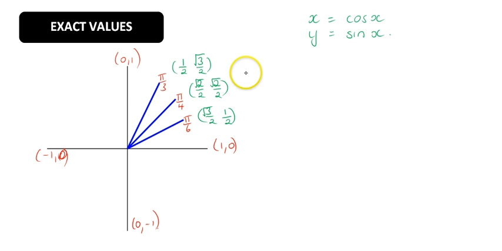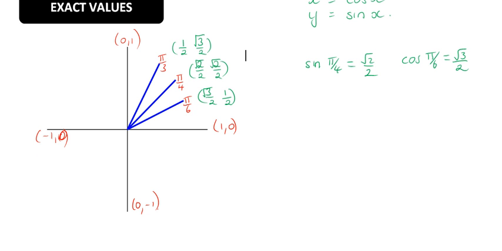So automatically, just in this first quadrant, we have all the exact values that we need. So if you were asked for the sine of pi on 4, for example, you'd come here to pi on 4, read off the y coordinate, which is root 2 on 2. If you were asked for the cos of pi on 6, for example, you'd come to pi on 6. The cos value is the x coordinate, so the answer is root 3 on 2.